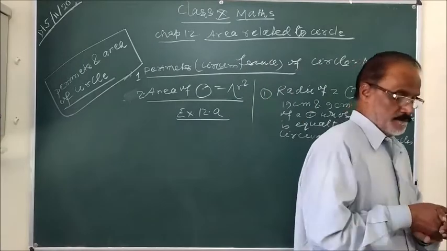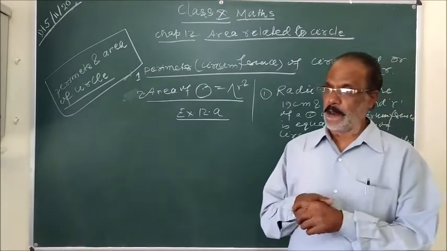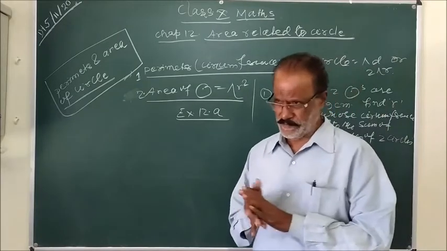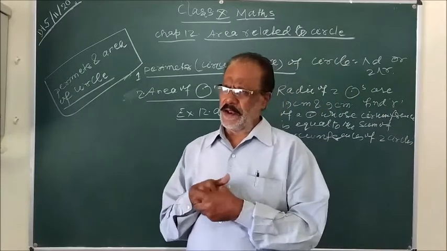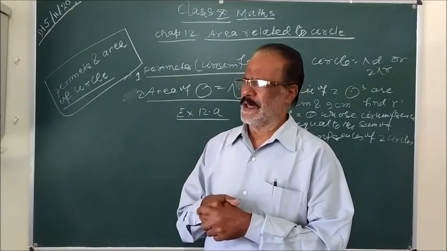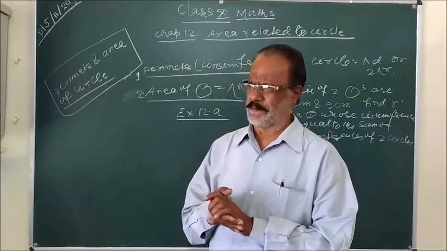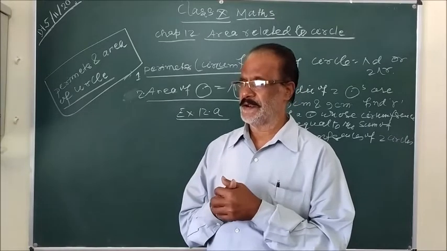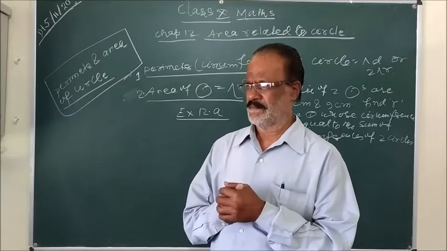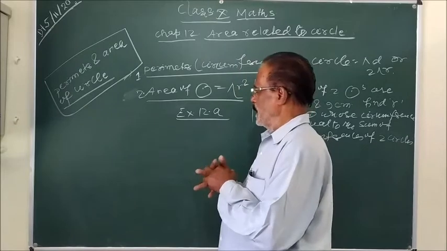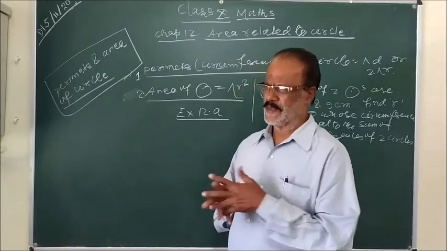Today we have chapter 12, area related to circle. Area related to circle means you have to learn many things in this chapter: sector, segment, arc. But first you learn perimeter and area of circle.